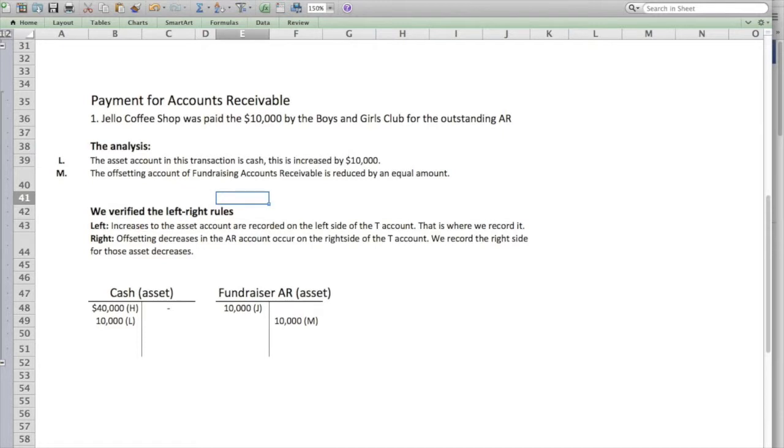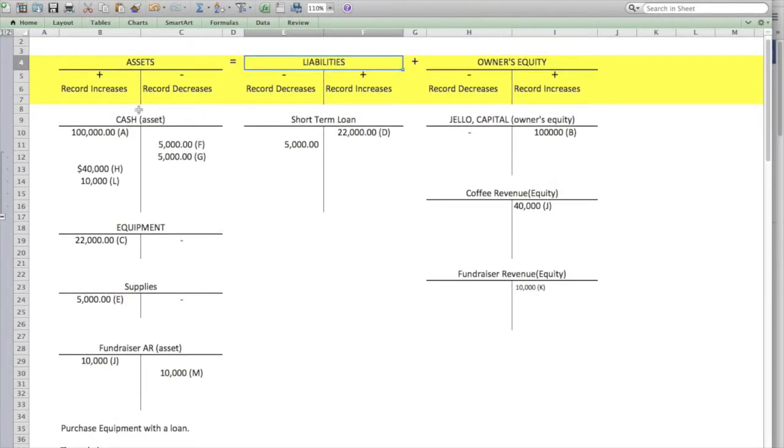Now, I'm going to go quickly back to the overall general account. This is the general ledger. See, we had all the old stuff from last week. We had everything here: cash, equipment, supplies, short-term loan, and Jello's capital. This week, we added two more cash entries to represent more money that Jello's making. We also added the accounts receivable as a different type of asset. It's also in the same setup, where we increased the accounts receivable because of what the Boys and Girls Club owed, and then they reduced it by paying us cash, which would be offset by this $10,000.